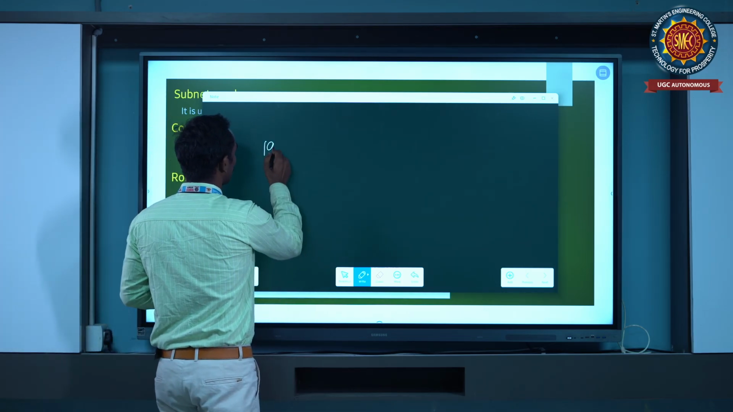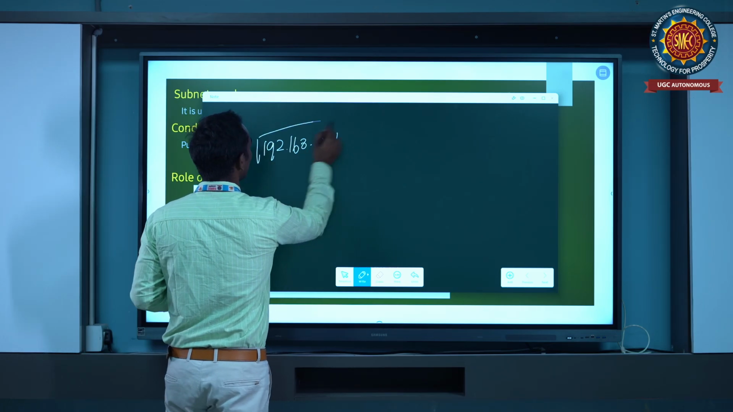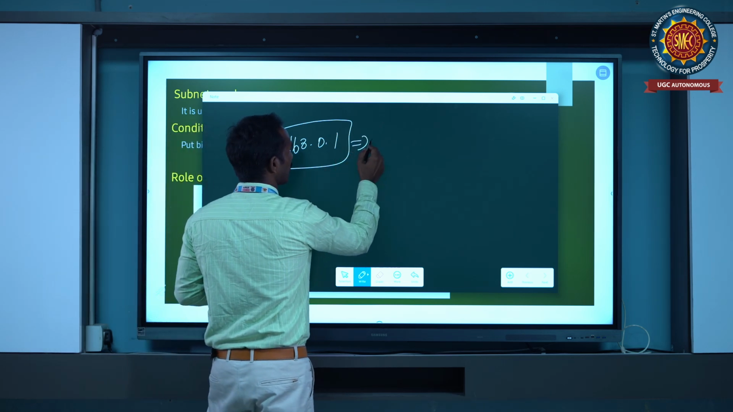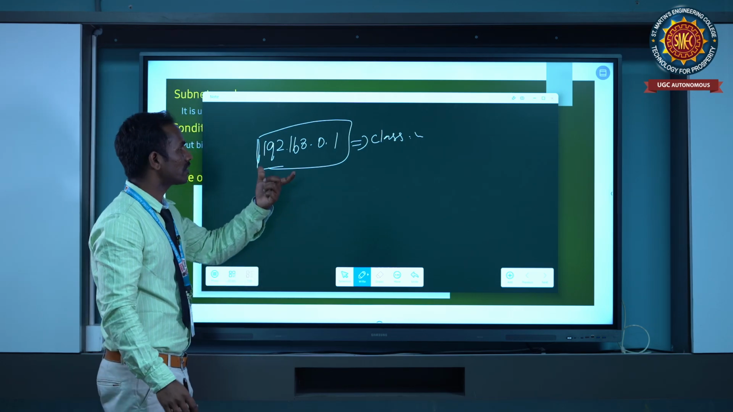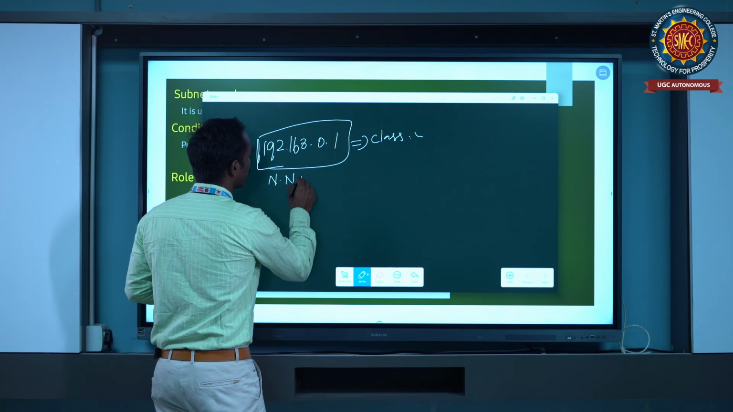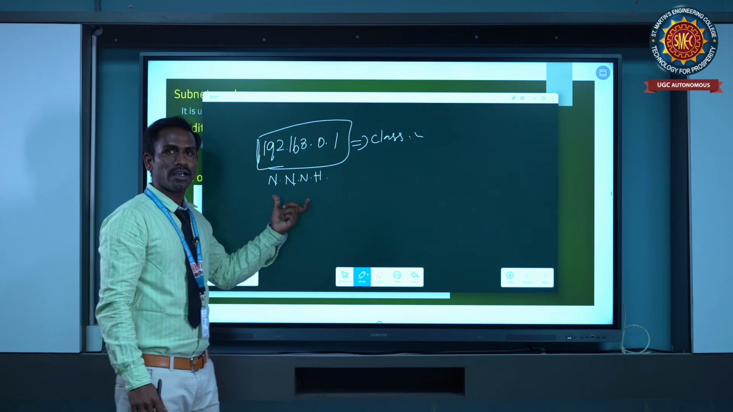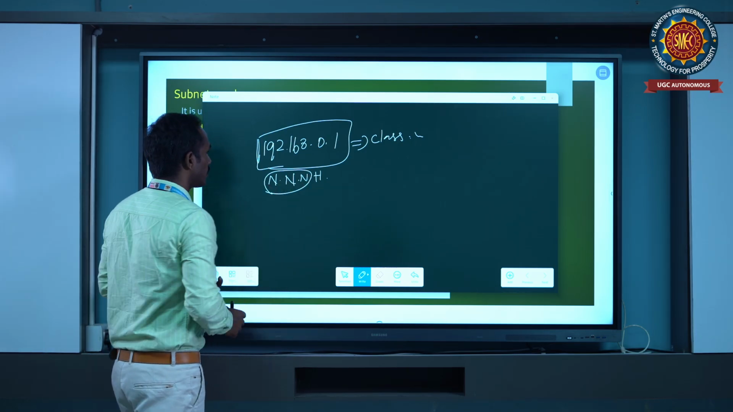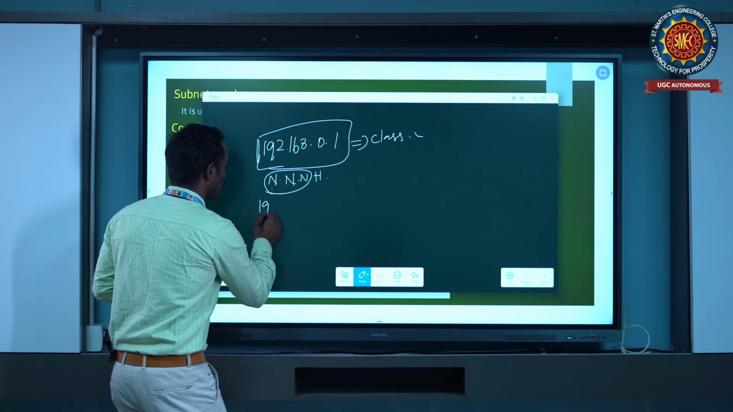So like that, 192.168.0.1, this is the IP address. Which class is this IP address? That is class C. For class C, what is the network portion and what is the host portion? The network portion is 3 and the host portion is 1. So how to write the subnet mask? We have to mark the network portion and put the value 1.